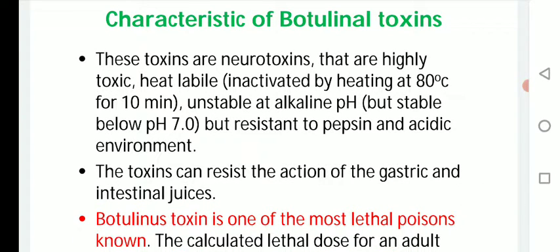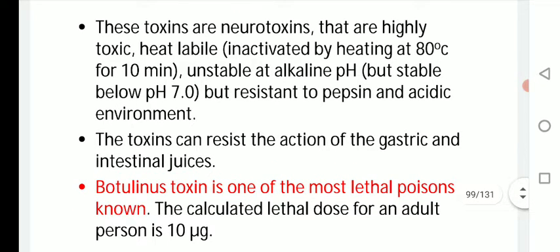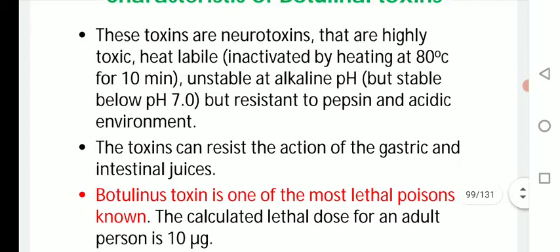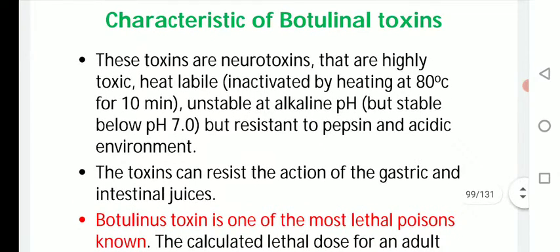So these toxins are neurotoxins. So basically they affect the nervous system in our body, and they are highly toxic, heat labile and inactivated by heating at 80 degrees Celsius for 10 minutes, and unstable at alkaline pH but stable below pH 7, and these are resistant to pepsin as well as acidic environment. So these are basic features of this toxin. So basically it is a neurotoxin.